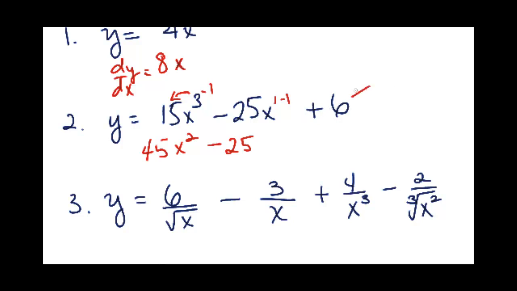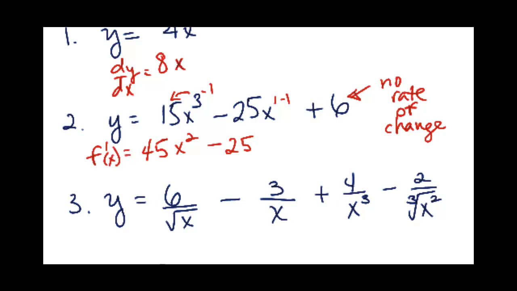And then again, this is a constant. Any numerical value has no rate of change. So in other words, its derivative is always 0. So in this case, this would be our answer for f prime.